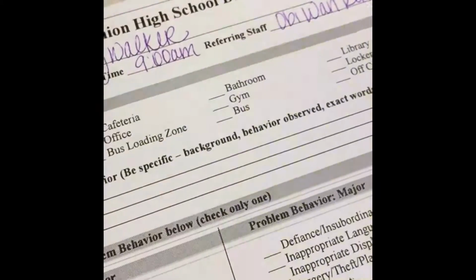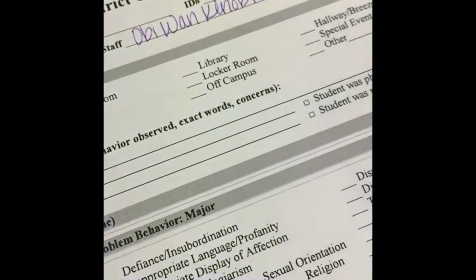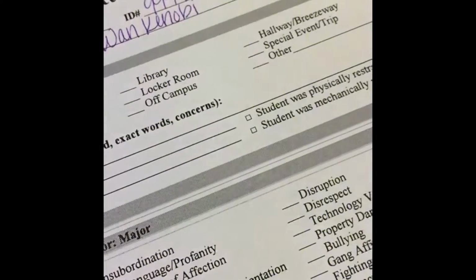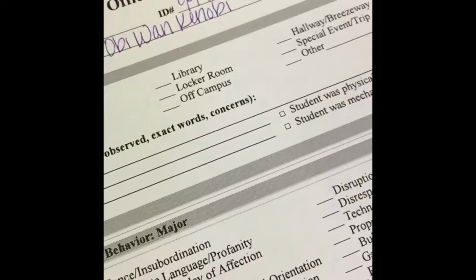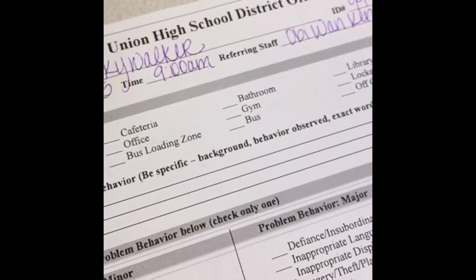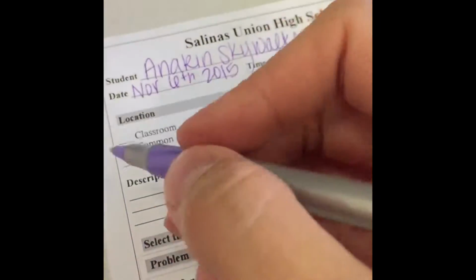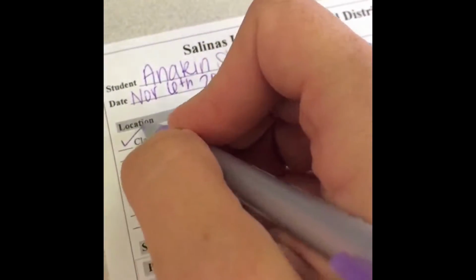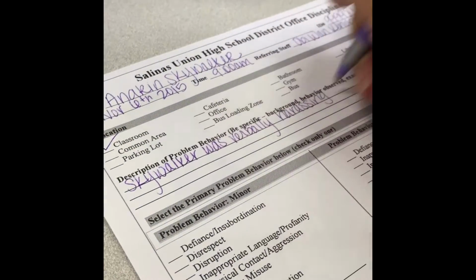Another important piece is the location where the incident occurred. While these locations are not site-specific, it's important for each site to determine exactly what they mean so that way PBIS and admin teams can take a look and see where we are having problems on campus. In our sample here, young Skywalker was having problems in the classroom. His specific behavioral issue was that he was verbally harassing young Jabba the Hutt.